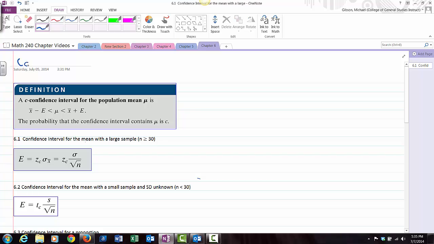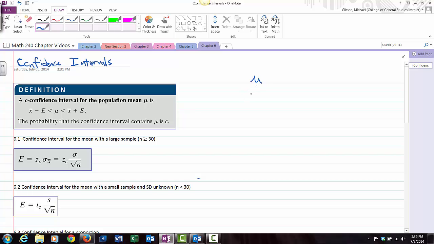Chapter 6 is all about confidence intervals. Okay, so what we're looking for initially, at least in the first two sections, is a confidence interval for the mean. All right, what they mean is for the mean of the population.